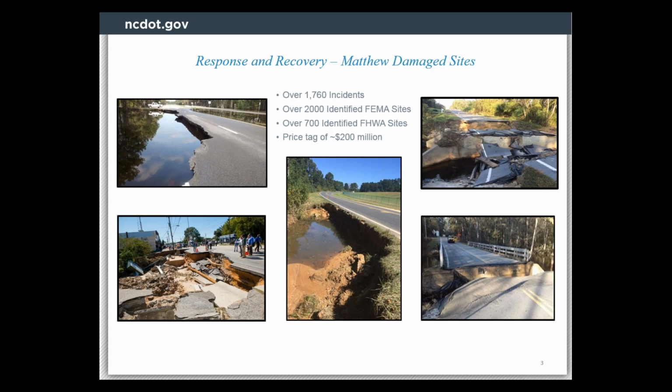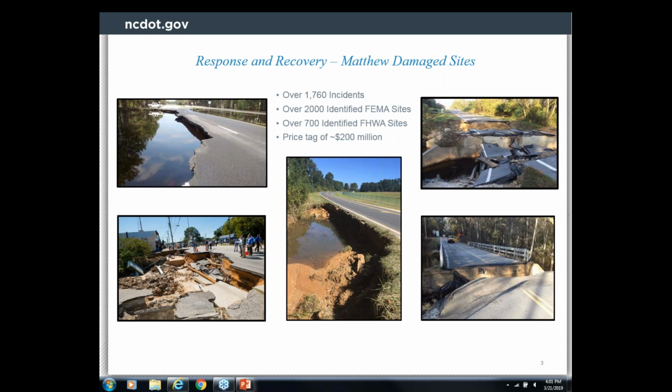We had over 1,700 incidents during Hurricane Matthew. That was recorded in our traveler information system. At one time, we had over 600 roads closed at any one time. Well, when the waters receded and they had to flow eastward towards the ocean, we had identified over 2,000 FEMA route sites and 700 FHWA sites that, with a price tag of over $200 million, we knew we had to do substantial work on.